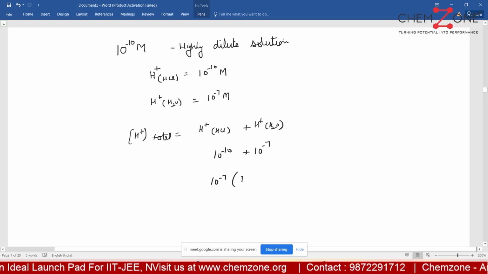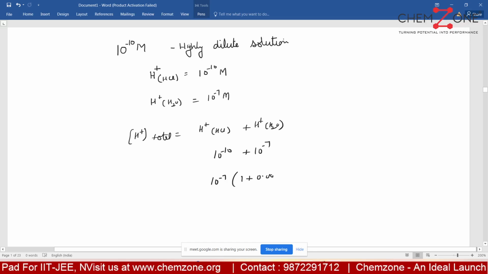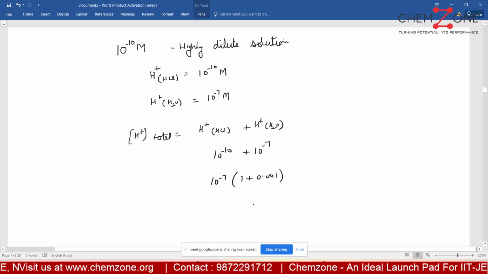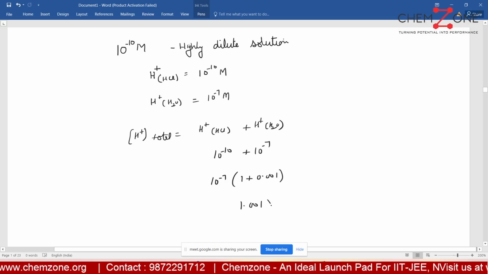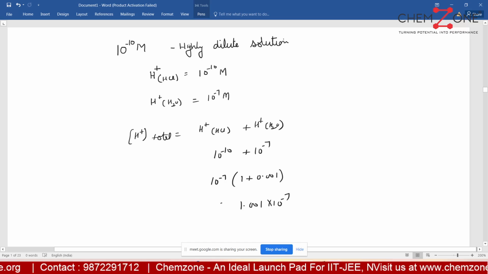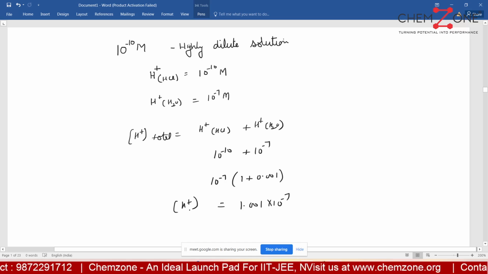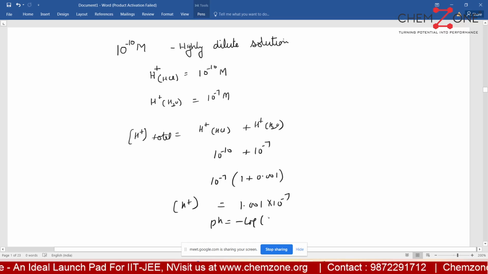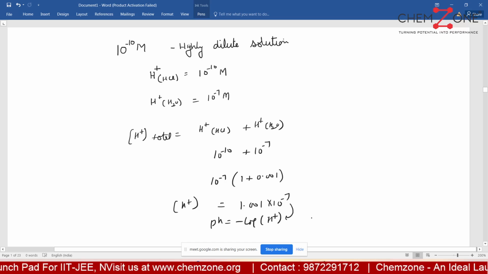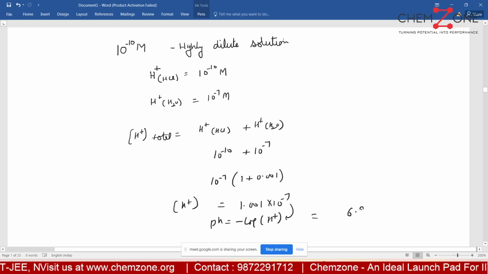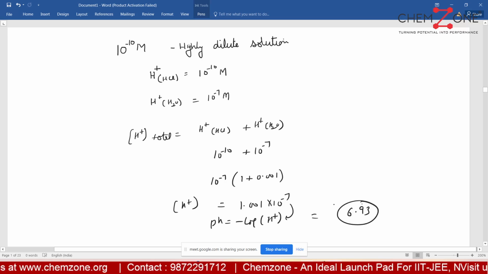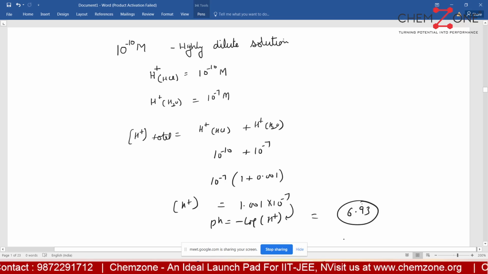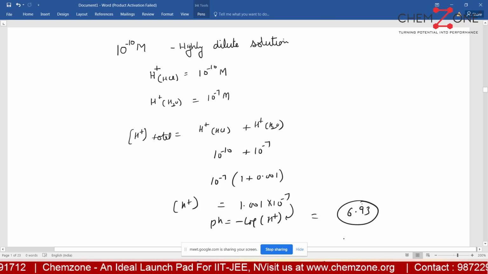Take it common now. 1 plus 0.1. So 1.1 into 10 to the power minus 7. Upon calculation of the pH, put into this formula and solve. This value comes out as 6.93. It was slightly acidic in nature. It's very near to 7, slightly acidic. It does not mean it is neutral. It's slightly acidic, 6.93.